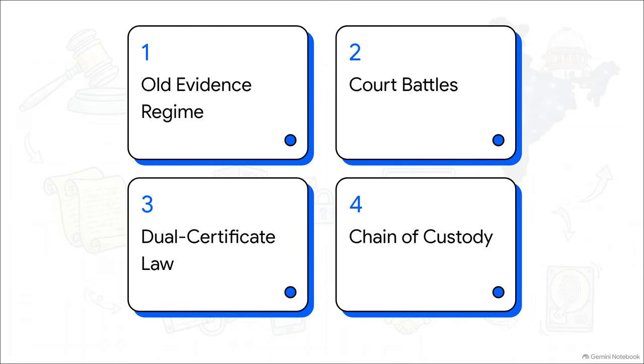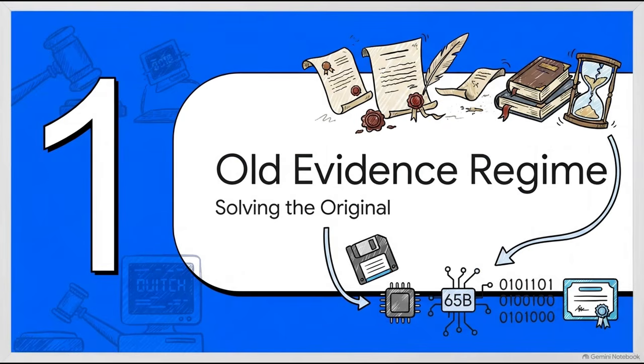1. The old evidence regime. 2. 15 years of court battles. 3. The new dual certificate law. And 4. Securing the chain of custody. All right, let's start with Section 1. The old evidence regime and solving the original problem with Section 65B.